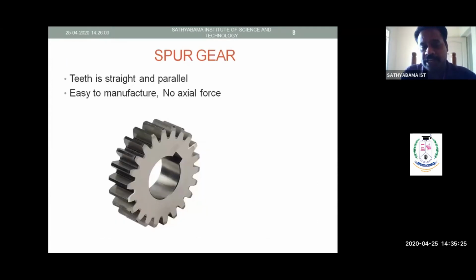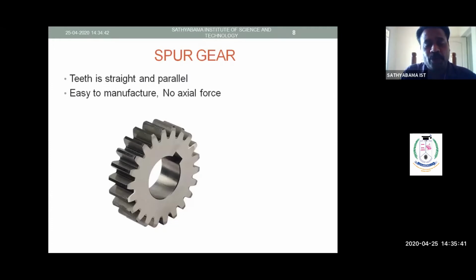Spur gear, can you remember this picture? In the lab we have the spur gear for measuring the tooth depth. Yes, spur gear means what? The teeth are straight, correct? Every tooth is straight, no inclination, and the teeth are parallel.